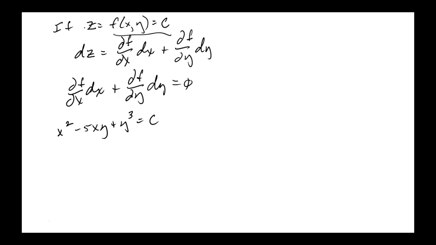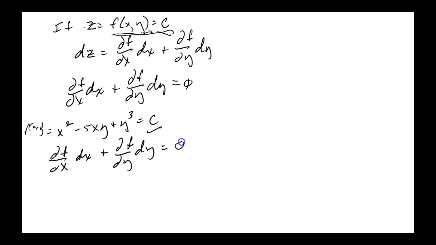Now, this is your f of xy, that's equal to the c, so let's do what we just said to it. So let's do the partial of that f with respect to x dx plus the partial of that f with respect to y dy, and that's going to have to be 0 because the derivative of that thing is a constant.